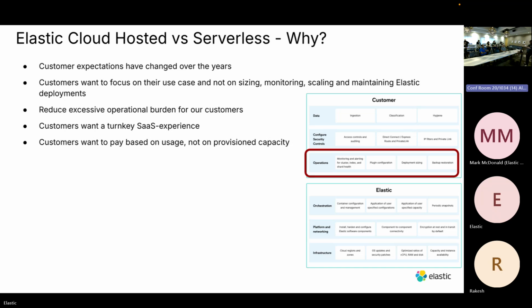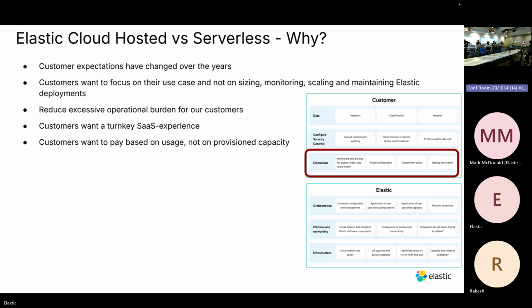If you go and talk to people in sales, they're like, hey, customers are totally frustrated with managing everything, right? So you hear a bunch of different variations of what customers care about. But I think the main key item is that customer expectations have changed over the years, which means now customers only want to care about the use case. They don't want to care about how they size it, how they monitor it, and how they maintain Elastic.